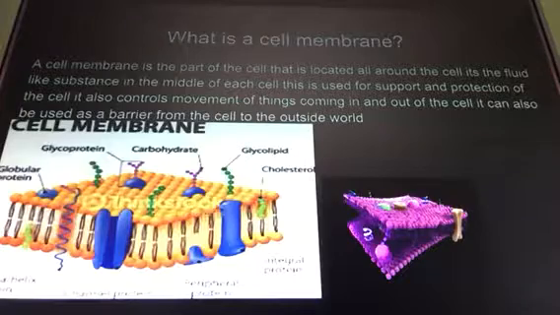What is a cell membrane? A cell membrane is the part of a cell that is located all around the cell. It's the fluid-like substance in the middle of each cell that is used for support and protection of the cell. It also controls movement of things going in and out of the cell, but can also be used as a barrier for the cell to the outside world.